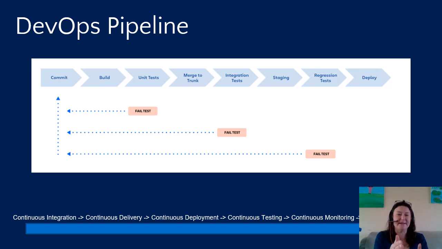If anything fails at that point, the code goes back to the coder, and they have to make changes to the code because of a failed test or failed build. But if the unit tests all succeed, then that code may be merged into a kind of trunk, which may then be placed into integration testing. If integration testing succeeds, then it might go through into staging. If the integration tests fail, again, that goes back to the coder.